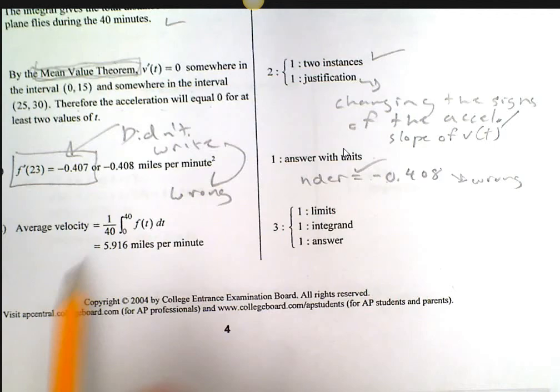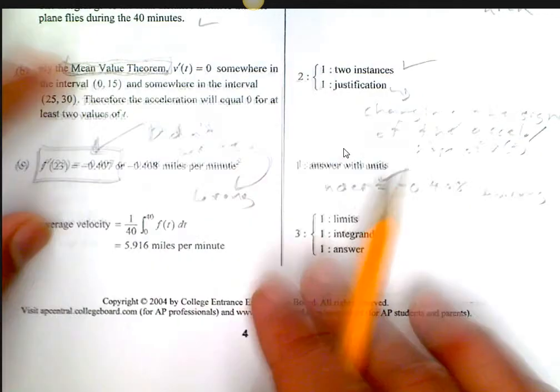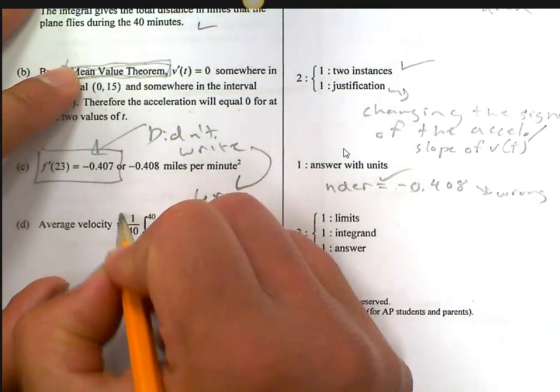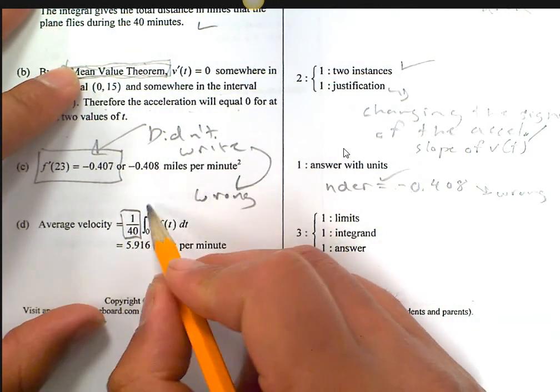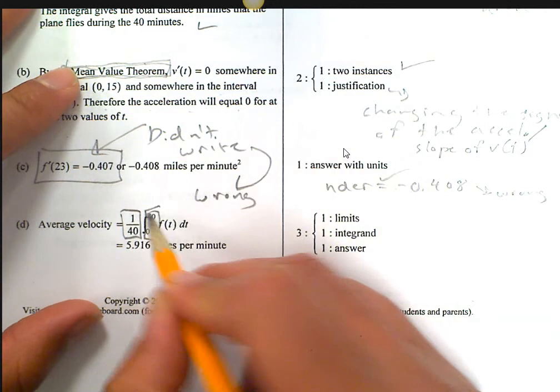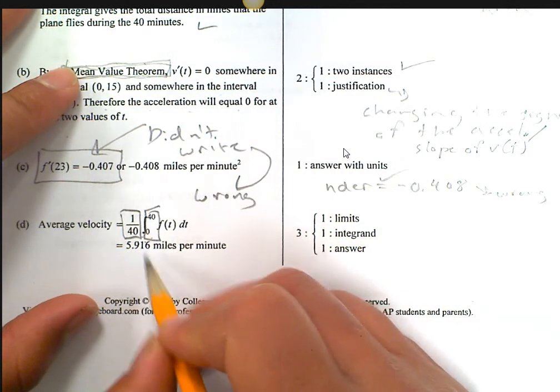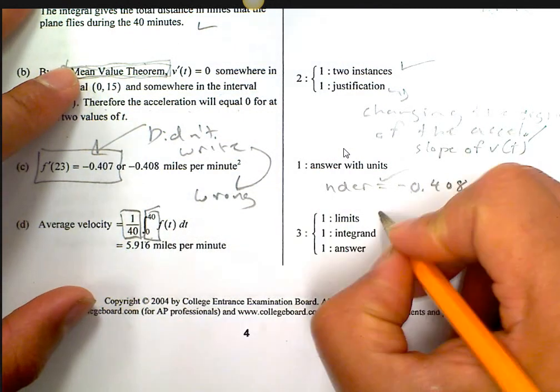Unless you didn't. Also, if you forget this 1 over 40, guess what? Wrong, right? If you don't write your limits, wrong. Okay? So limits, integrand, answer. All right, let's move on.